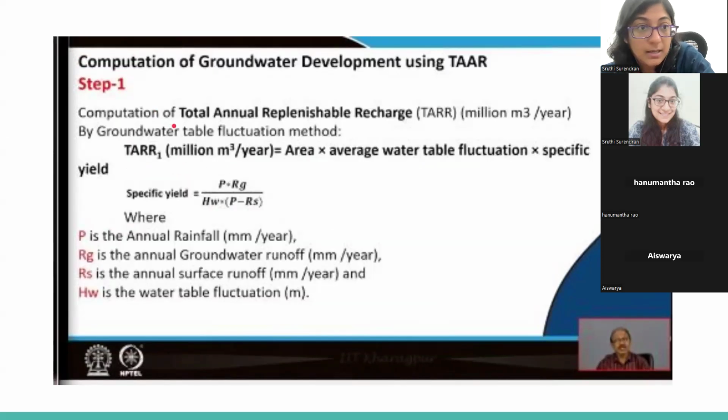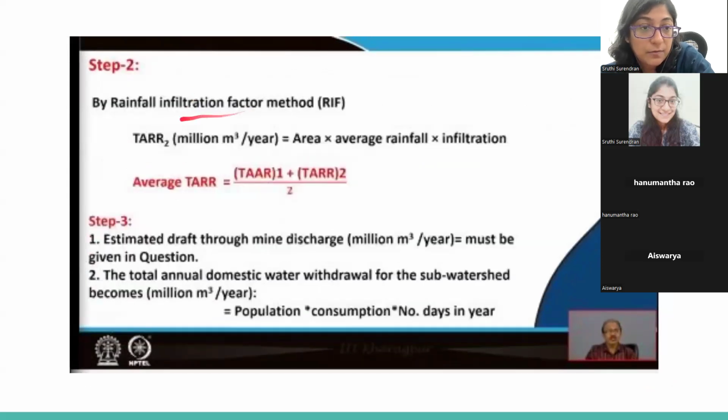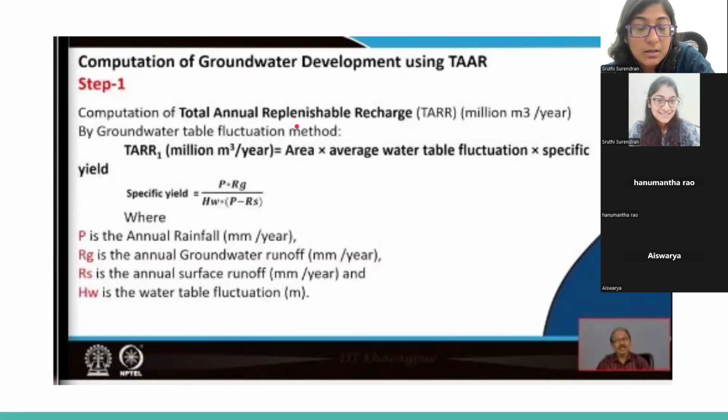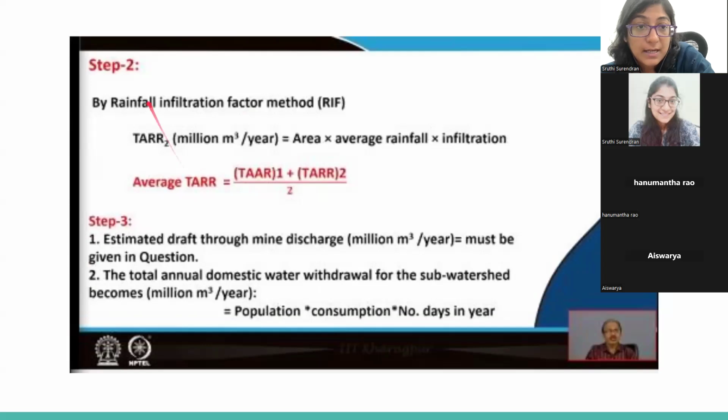Then they are computing it using the rainfall infiltration factor method, and then finding the average total annual replenishable recharge. So first they are computing using the groundwater fluctuation level method, and second they are calculating using the rainfall infiltration factor method. Then they are finding the average of these two methods.